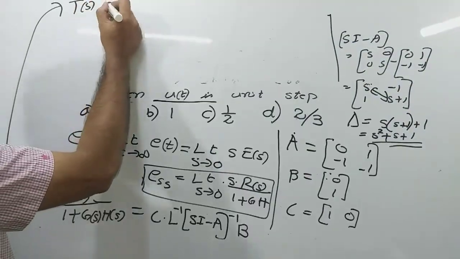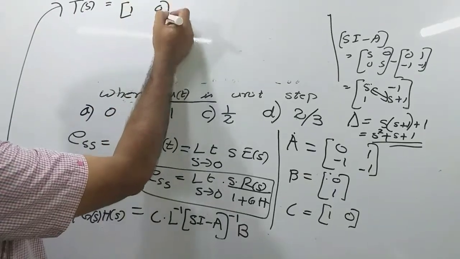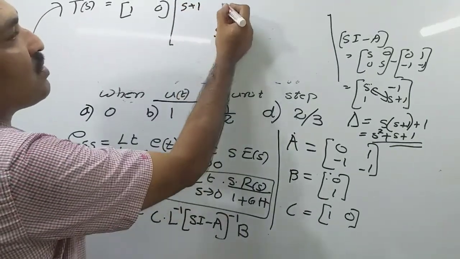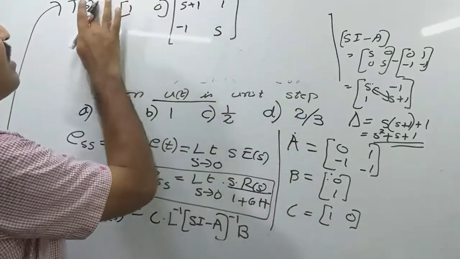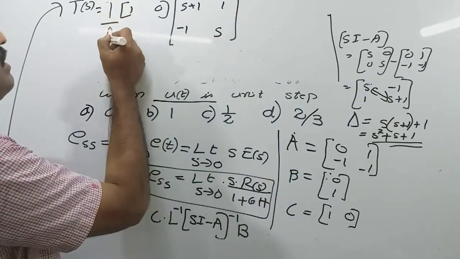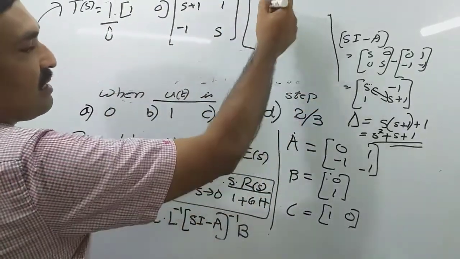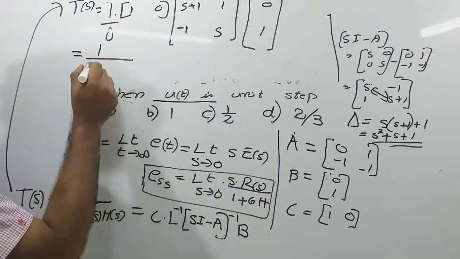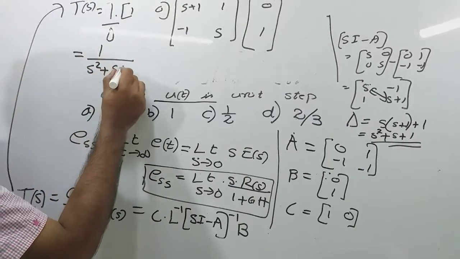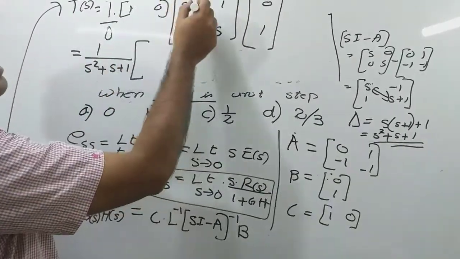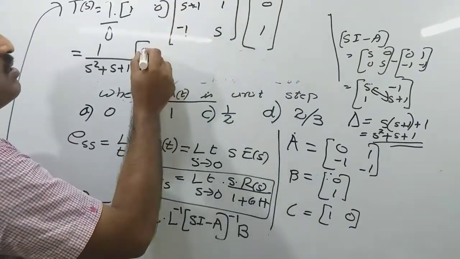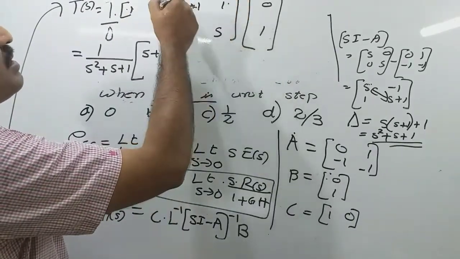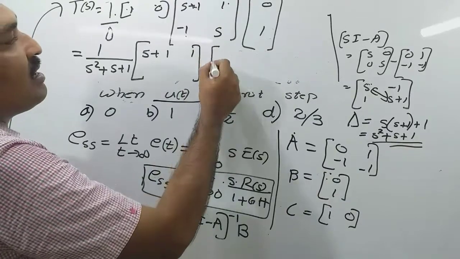C of s, that is equal to [1, 0]. Then the inverse matrix is [s+1, 1; -1, s], divided by del. So we can write 1 by del into this, into the B matrix, that is [0; 1]. This is equal to 1 divided by s squared plus s plus 1, into [1 into (s plus 1) plus 0 into minus 1, ...]. So the first element becomes s plus 1. The second element becomes 1 into 1 plus 0 into s, that is 1. So we get [1; 0], [1].